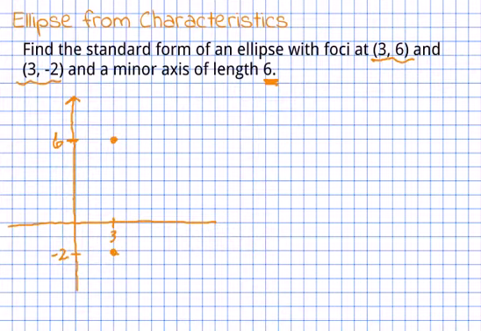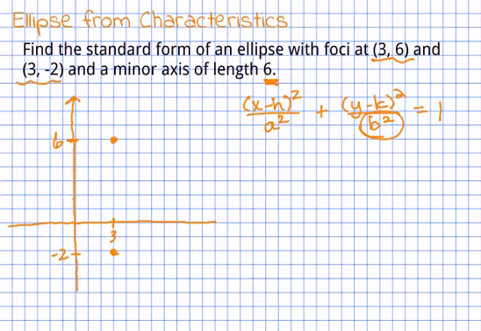Because my foci are positioned like they are, I know that this is going to be a vertical ellipse, which means that when I get to the standard form, let's just go ahead and write that down as a reminder. (x minus h) squared over a squared plus (y minus k) squared over b squared equals 1. I know that because this is vertical, this number is going to be the larger number. Our b squared is going to be bigger in this case.